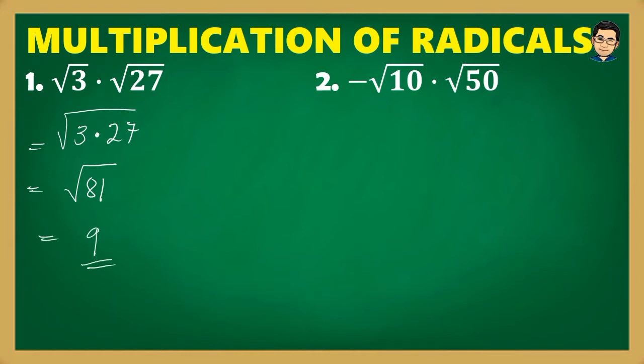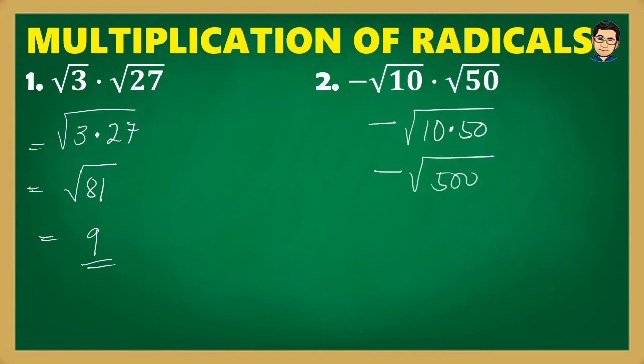Next, negative square root of 10 times square root of 50. Applied pa rin po dito yung rules natin sa multiplication of integers. Kapag unlike signs, the resulting sign will be negative. So, negative square root of the product of 10 and 50. 10 times 50 is 500.